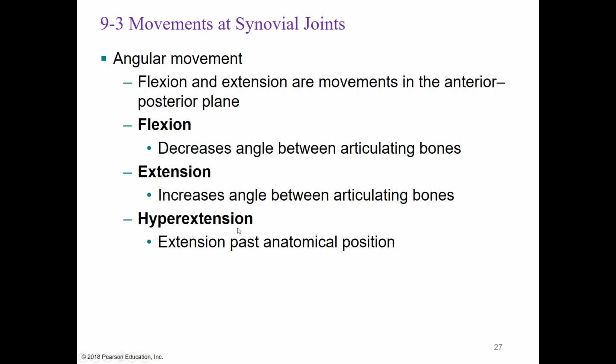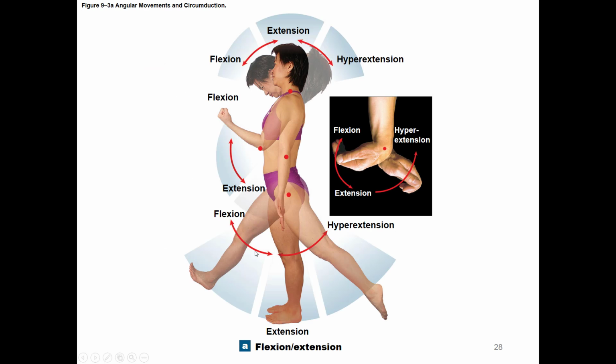Hyperextension is extension past the anatomical position. And not every joint can do that. So here's our elbow at extension. Can we hyperextend our elbow? In other words, can we bring our forearm back to here? Absolutely not. This is a monaxial joint. It will only flex and extend.